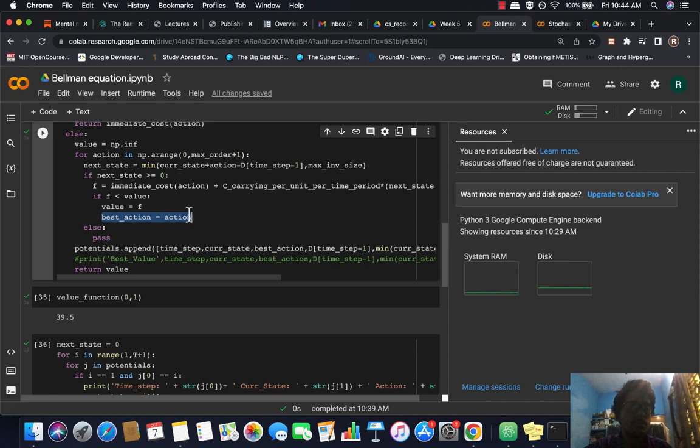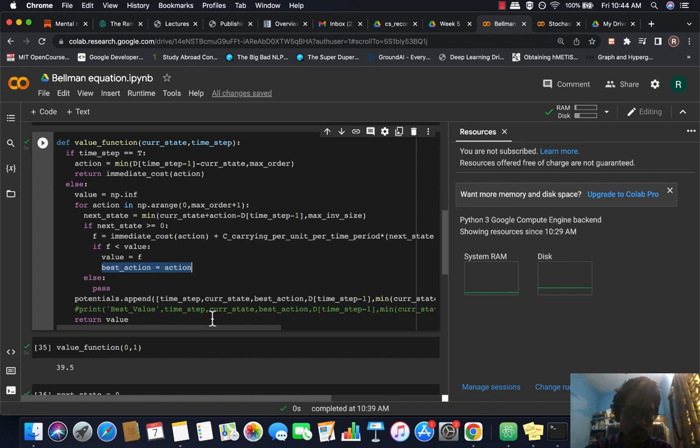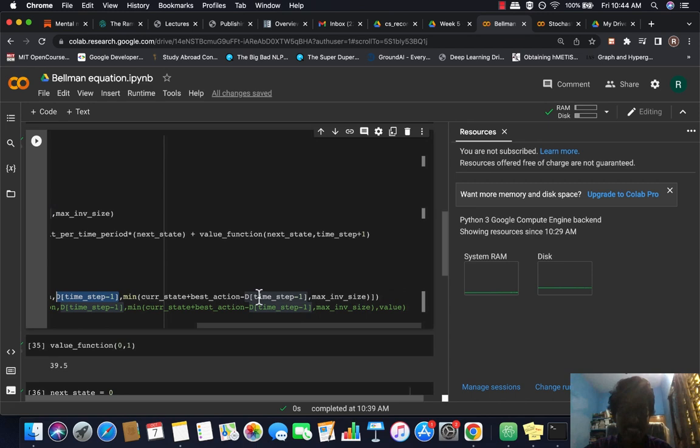So once this is completed, we add it to the empty list potentials, which contains the time step, the current state, the best action that we took in the current state, the demand that needed to be met in the current state, and the next state's value.